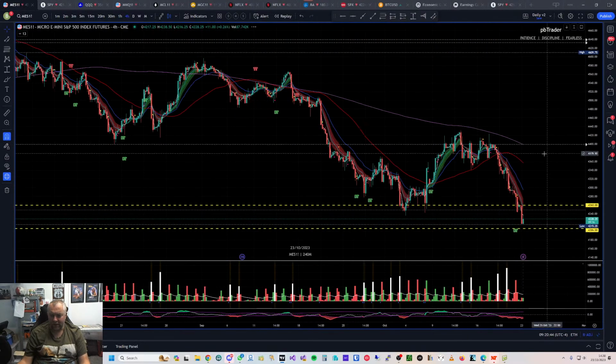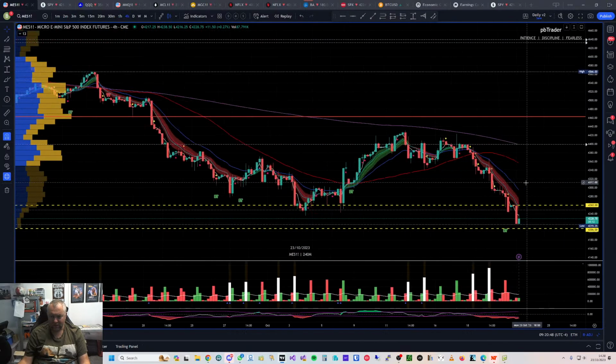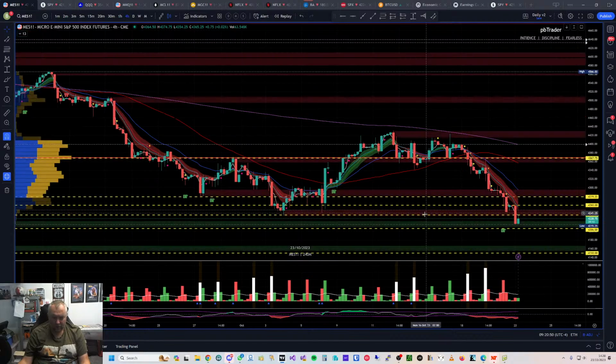I'm trying to have a look at MES and ES again. We talked about the break and retest. So we've kind of broken it already this morning and we've retested it.